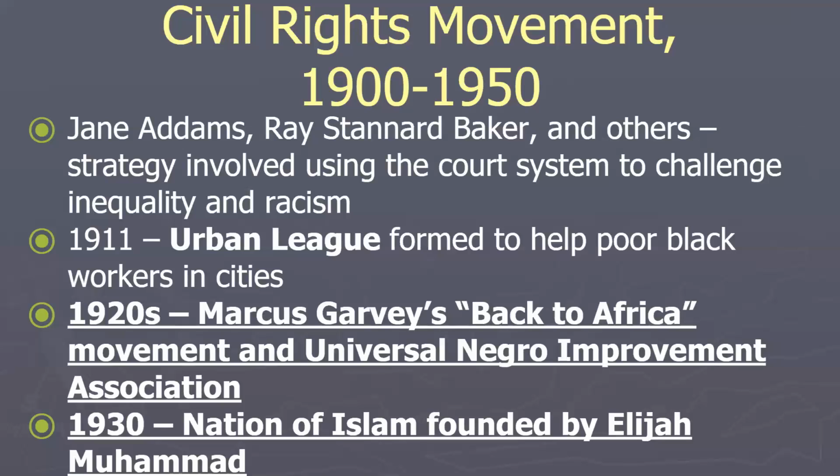So some developments here. The Urban League is created in 1911. That was like the first workers' union for African Americans. Think back to labor unions, they were still extremely young here and not all that effective, but it was a start in the right direction.